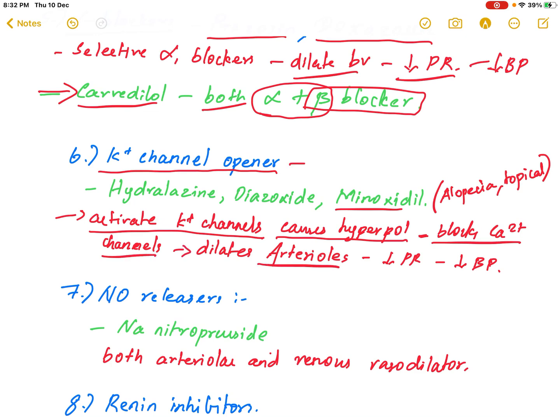So potassium channel openers are generally arteriolar dilators. So they dilate the arterioles. That way they decrease the peripheral resistance and decrease the blood pressure.